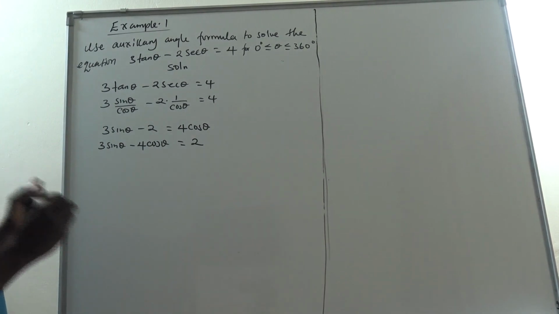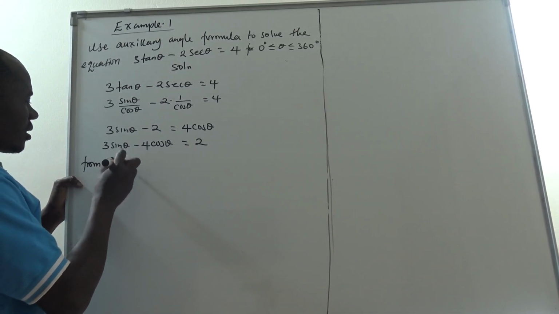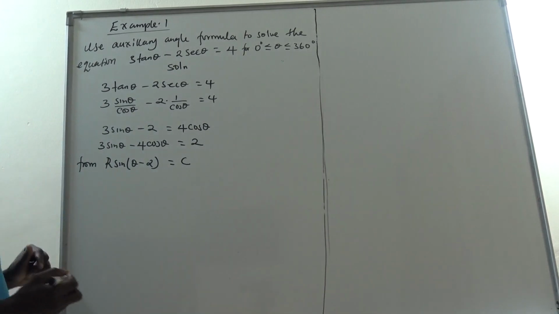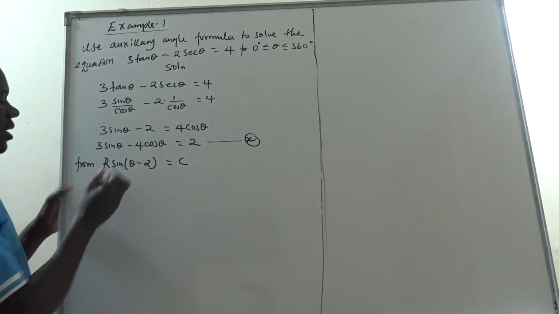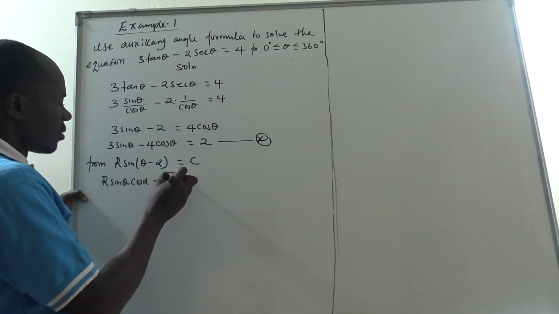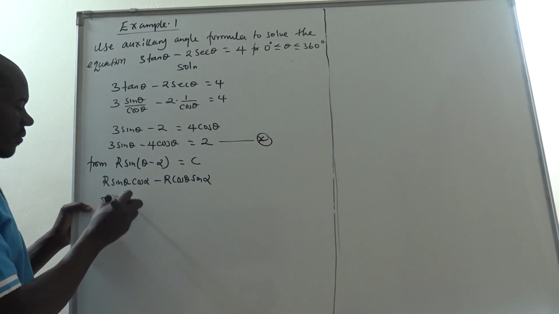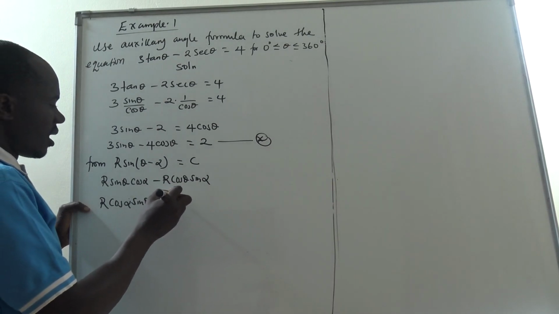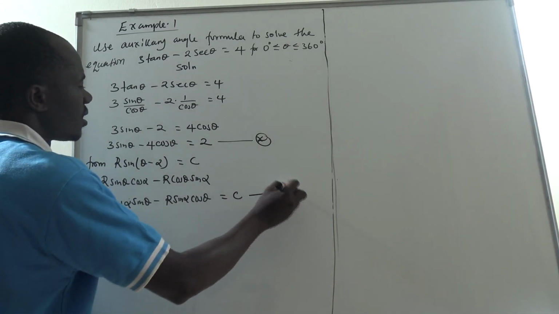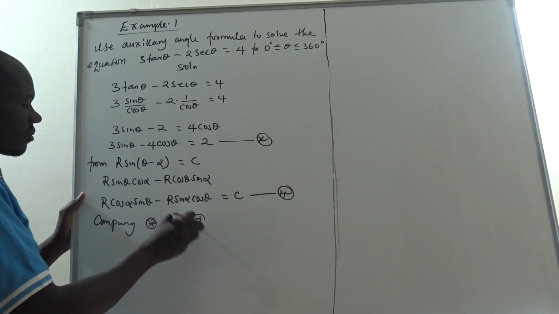Can we look at one identity, which is r sine of theta minus alpha equals a constant, which we have already got here. We expand this, and I call this equation star. We have r sine theta cos alpha minus r cos theta sine alpha. Rearranging, it becomes r cos alpha sine theta minus r sine alpha cos theta equals our constant. I call this hash. So we start comparing star with hash.